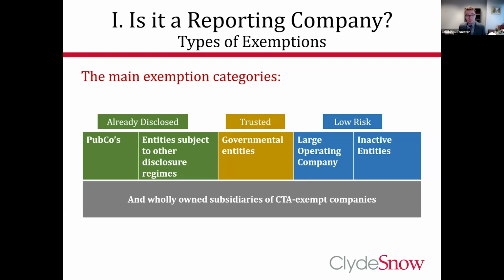But in summary, we have entities that are already disclosed, entities that are trusted and are protected by Congress. And then we have what I would call low-risk entities. Remember that this is a money laundering law designed to make sure that the government and law enforcement agencies know who owns businesses. Large companies with a lot of employees and serious revenue are less likely, I suppose, to be engaged in money laundering, though white-collar attorneys may quibble with that. And inactive entities as well, I think, is largely to provide a reality check that there are a lot of dormant entities out there that have no operations or assets, and so they don't need to be reported.